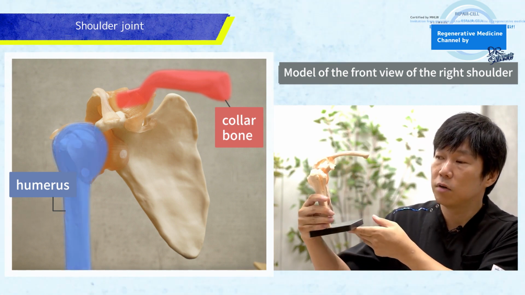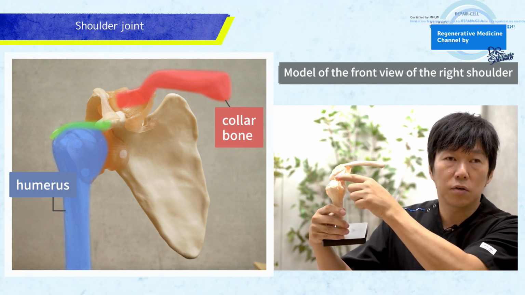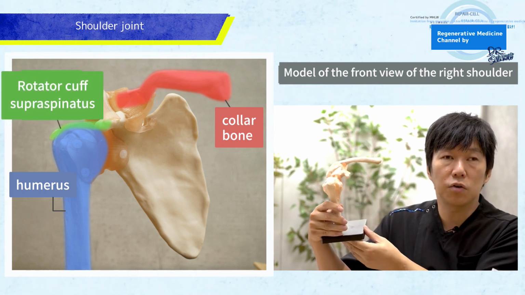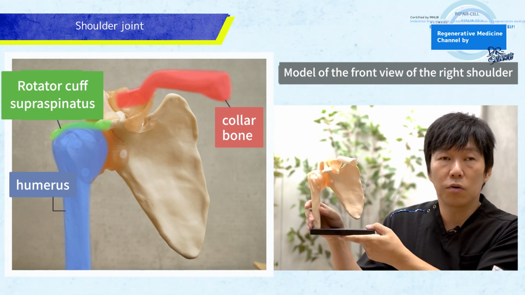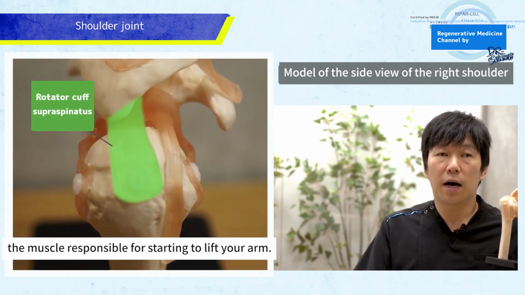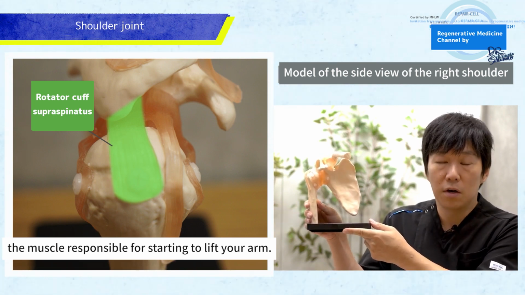A bit hard to see, but this small muscle running through the end of the humerus is called supraspinatus. This forms the rotator cuff. This rotator cuff is responsible for starting to lift your arm. So, it is an important muscle.